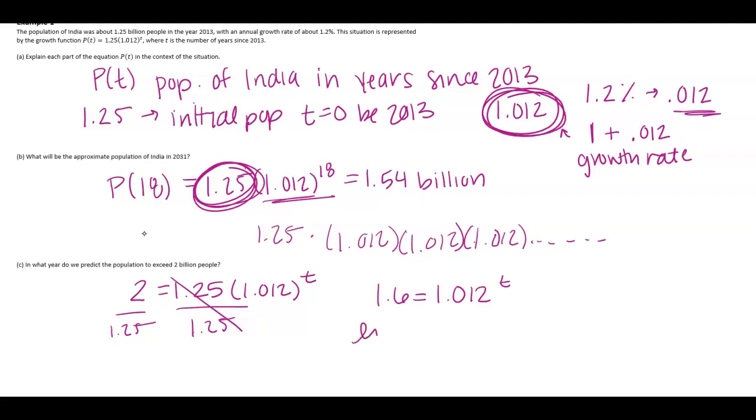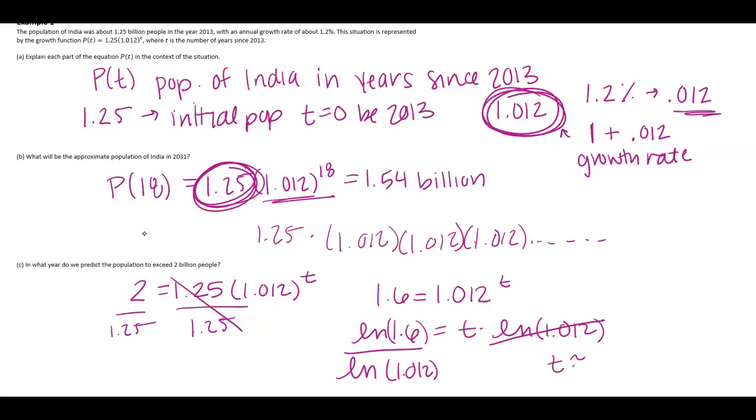And then I'm going to take the natural log of both sides so that that t moves down to the front. And then I can divide this by the natural log of 1.012. All right, so natural log of 1.6 divided by the natural log of 1.012. T is approximately 39.4 years. And if I add that to 2013, we're looking at about the year 2052 is when that's going to happen.